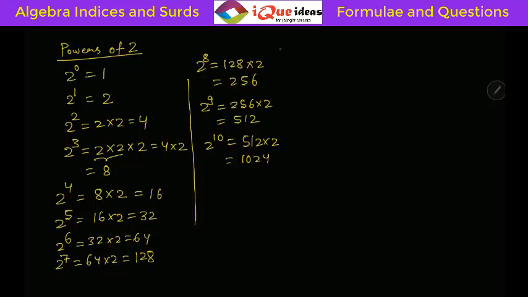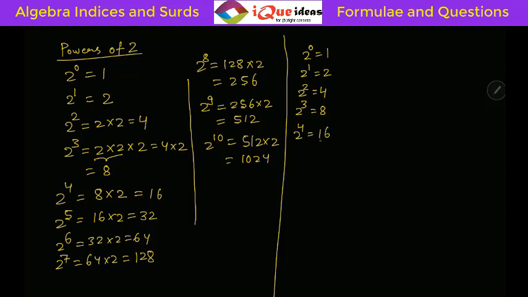Alright, so at least up to 2 raised to the power 10 you should memorize. Let me put it as a summary. We have 2 raised to the power 0 is equal to 1, 2 raised to the power 1 is equal to 2, 2 square is equal to 4, 2 cube is equal to 8, 2 raised to the power 4 is equal to 16, 2 raised to the power 5 is equal to 32, 2 raised to the power 6 is equal to 64, 2 raised to the power 7 is equal to 128, 2 raised to the power 8 is equal to 256, 2 raised to the power 9 is equal to 512, and 2 raised to the power 10 is equal to 1024.